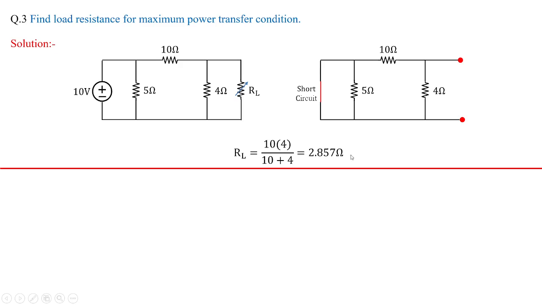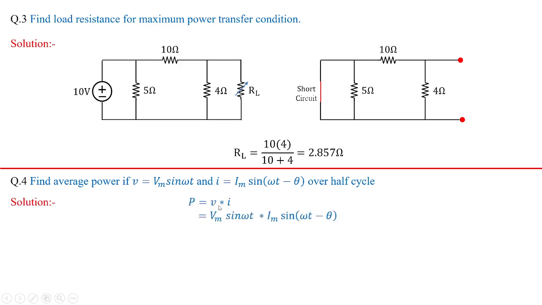So I must say this time the GATE electrical paper, in this circuits they have framed a very easy type of questions. In the next question, we have to find the average power for V is equal to Vm sin omega t and I is equal to Im sin omega t minus theta over half cycle. So the power formula is given by V into I. Just given values are substituted here.